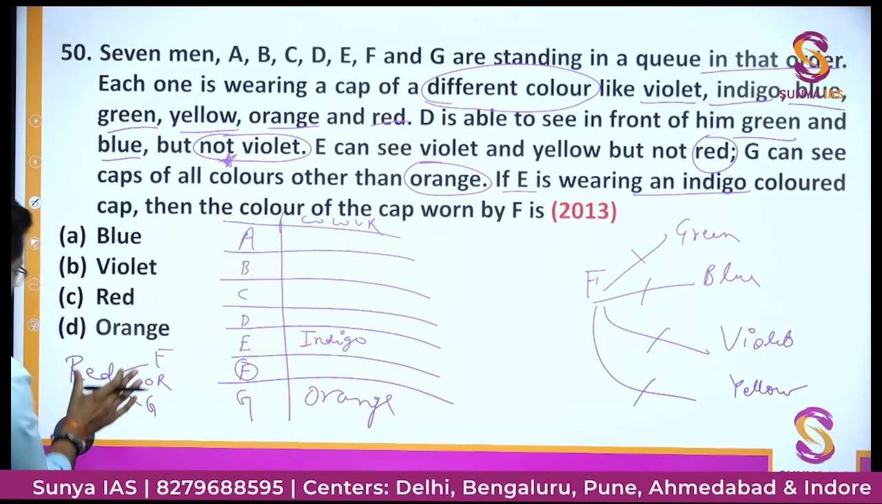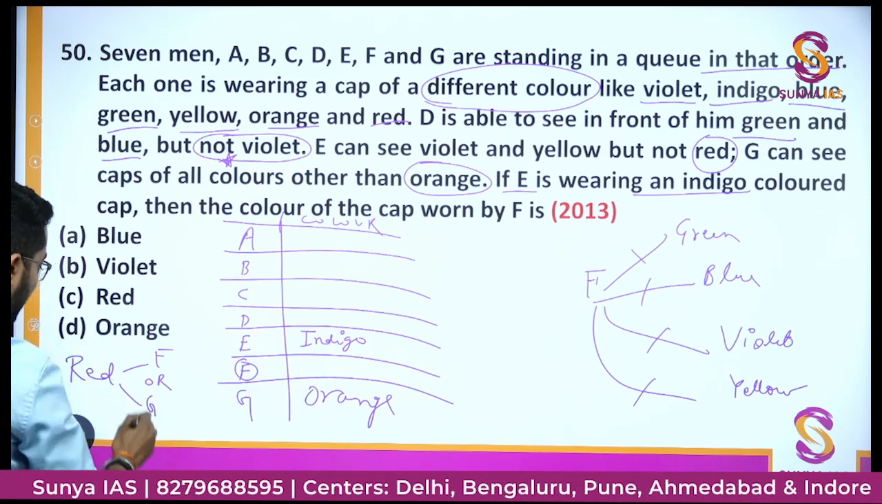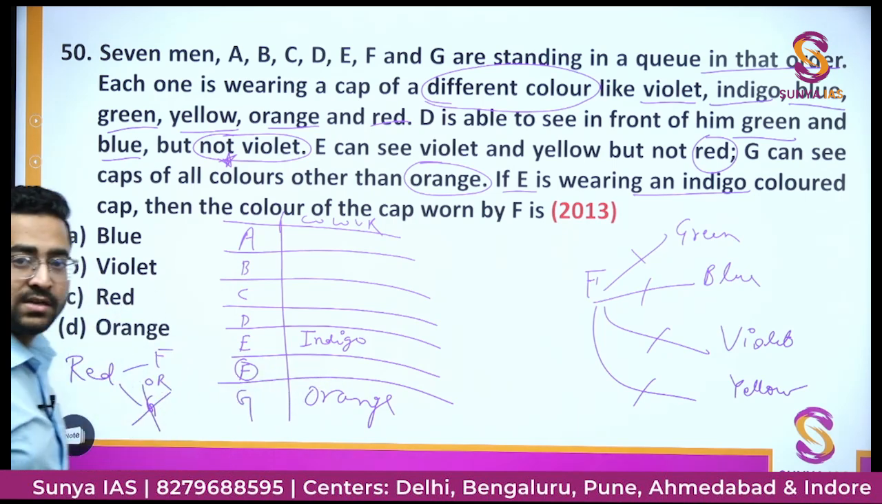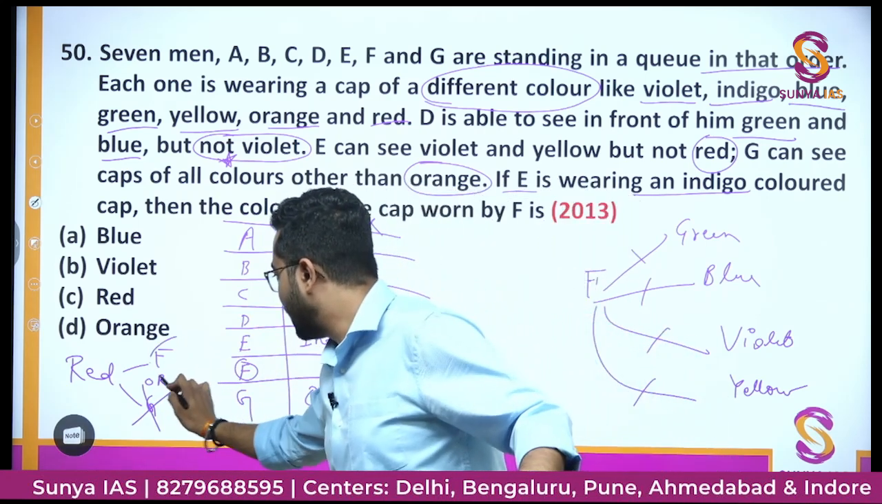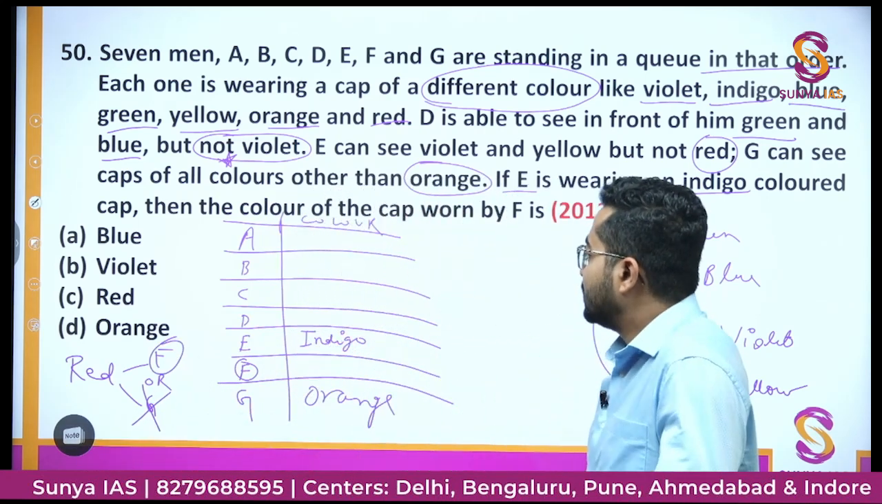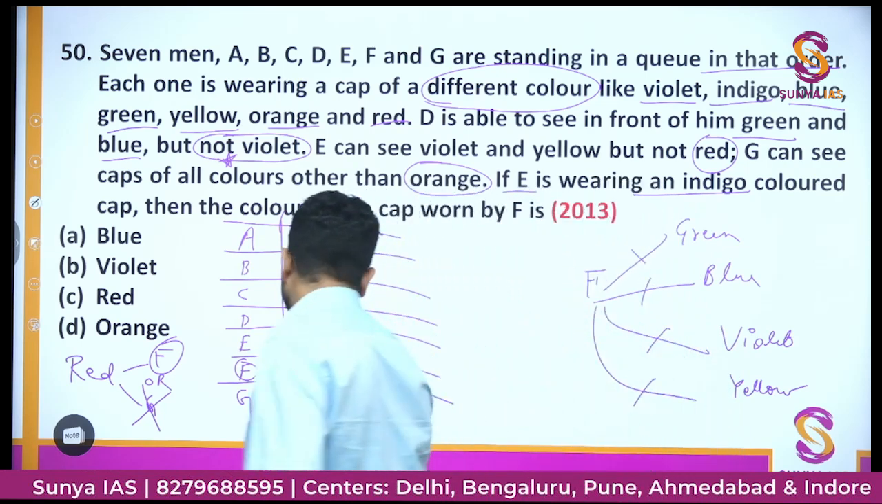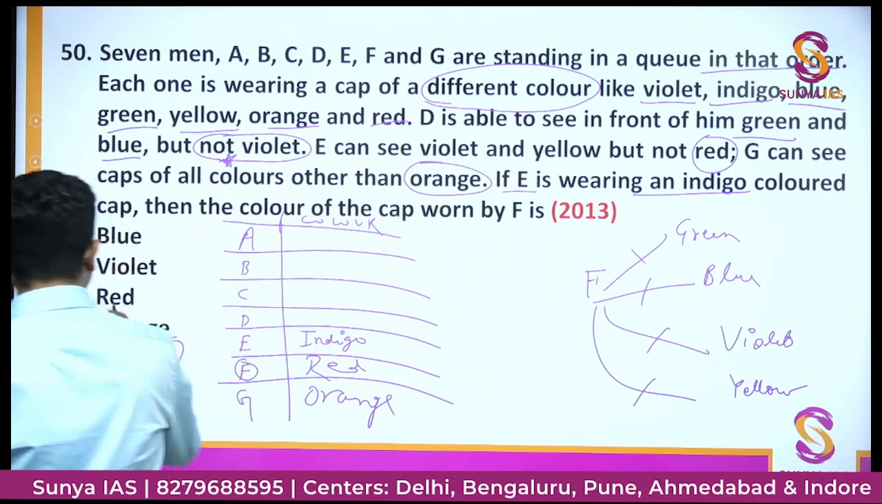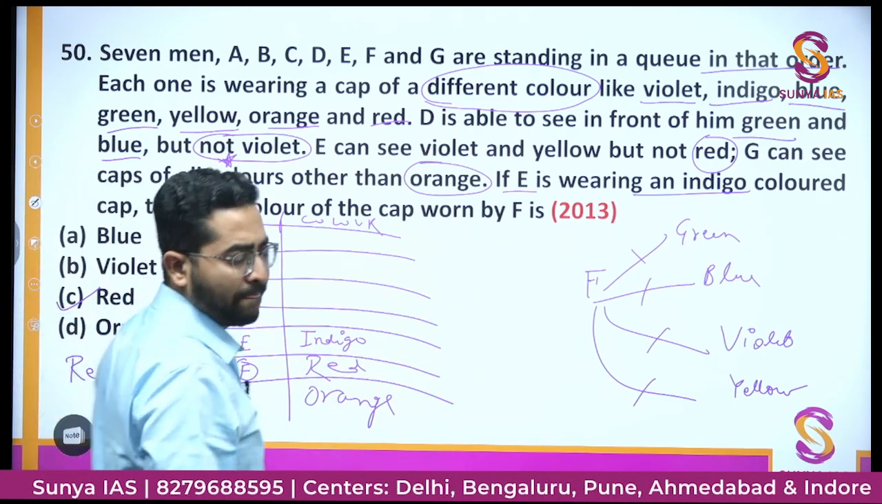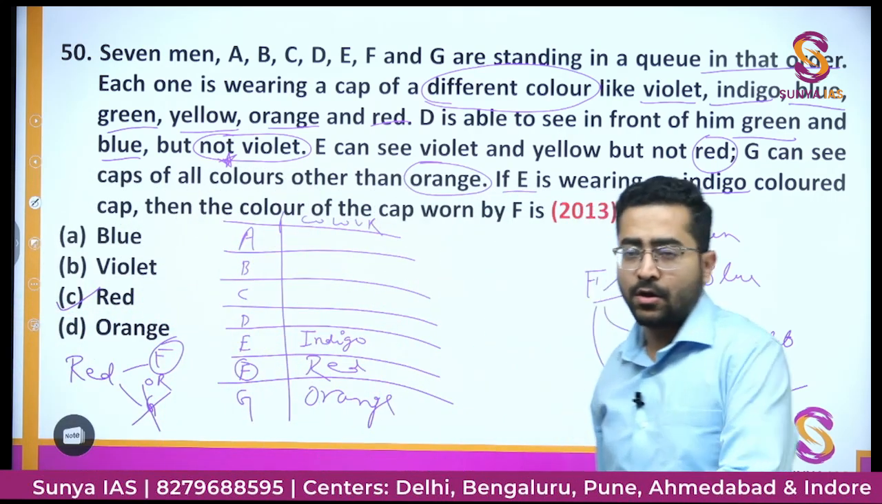And here we have written that red can be worn either by F or G, but G is orange, so G is not wearing red. Then the only possibility of wearing the red cap is F. That is, the color of the cap worn by F is red. Option C. Any doubt?